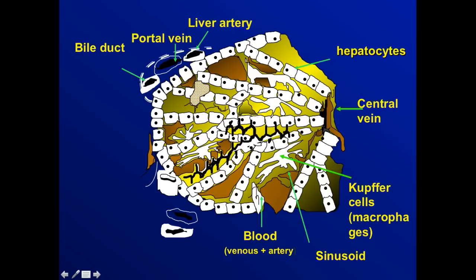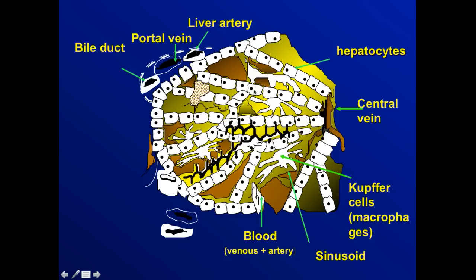We are now looking at one of the lobules that I showed just now. At one of the corners, there are 6 corners, if you remember, it's a hexagon. At every corner, there is this triad. We call it the portal triad. You have the portal vein, the liver artery, and the bile duct. And this is a very unique structure of each lobule.